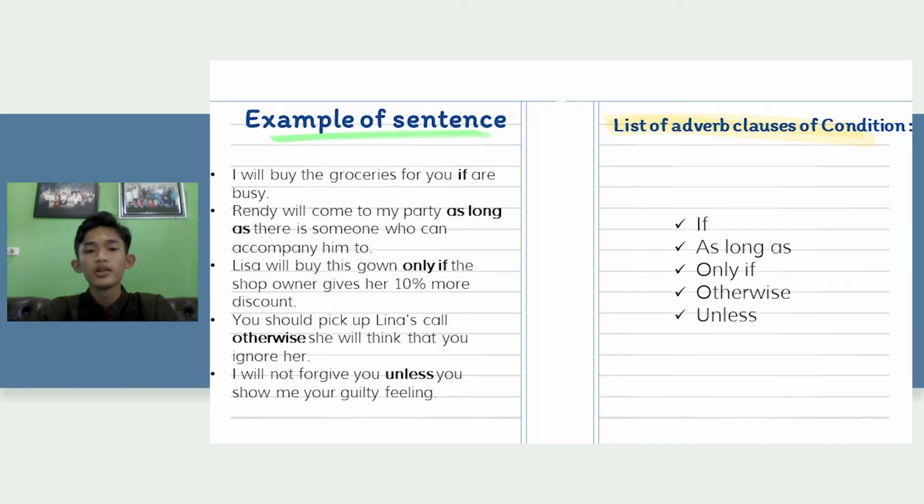Number 4, you should pick up Lina's call, otherwise she will think that you ignore her. And the meaning is kamu harus mengangkat telepon dari Lina. Jika tidak, dia akan beranggapan bahwa kamu mengabaikannya. And number 5, I will not forgive you unless you show me your guilty feeling. And the meaning is saya tidak akan memaafkanmu kecuali kalau kamu menunjukkan perasaan bersalahmu.